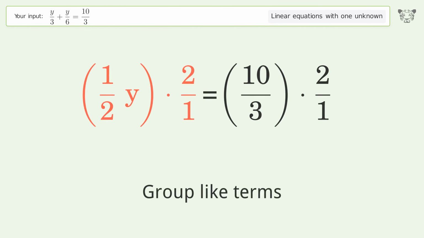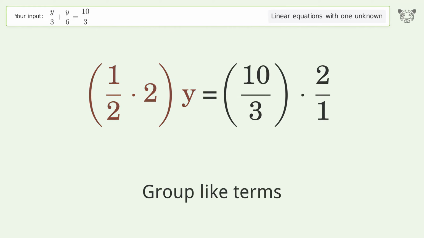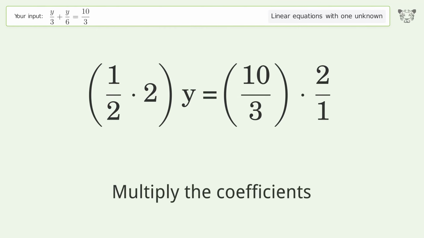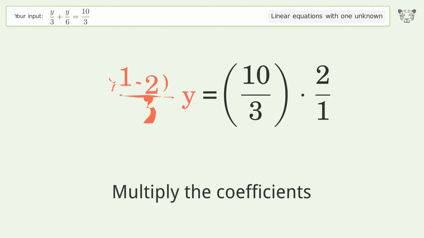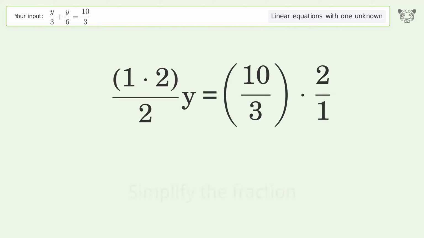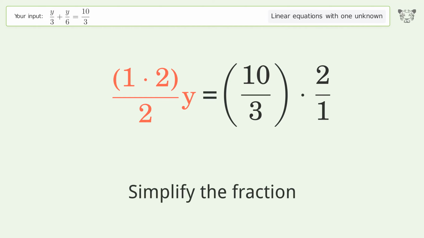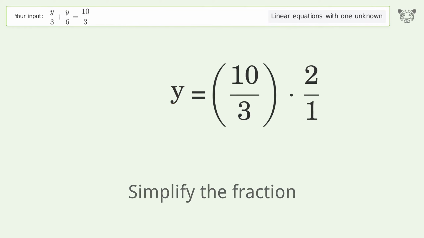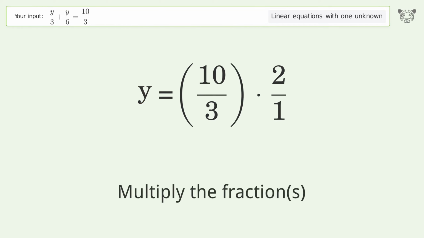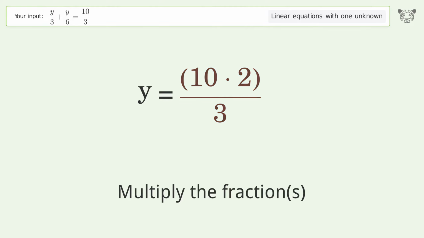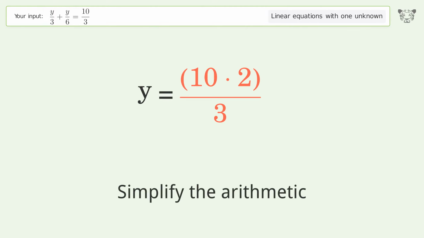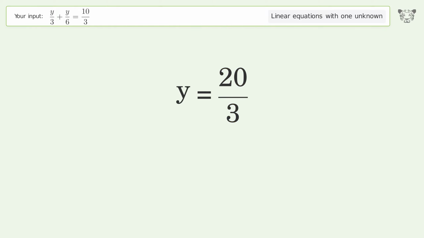Group like terms. Multiply the coefficients. Simplify the fraction. Multiply the fractions. Simplify the arithmetic. And so the final result is y equals 20 over 3.